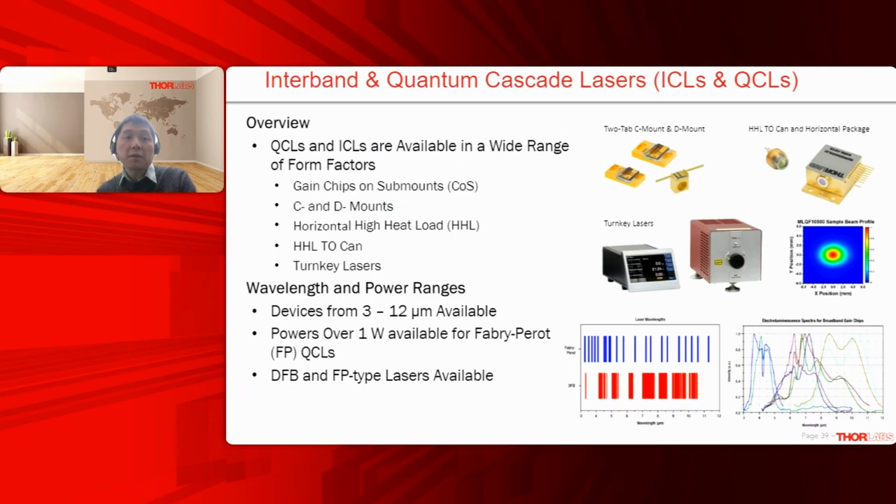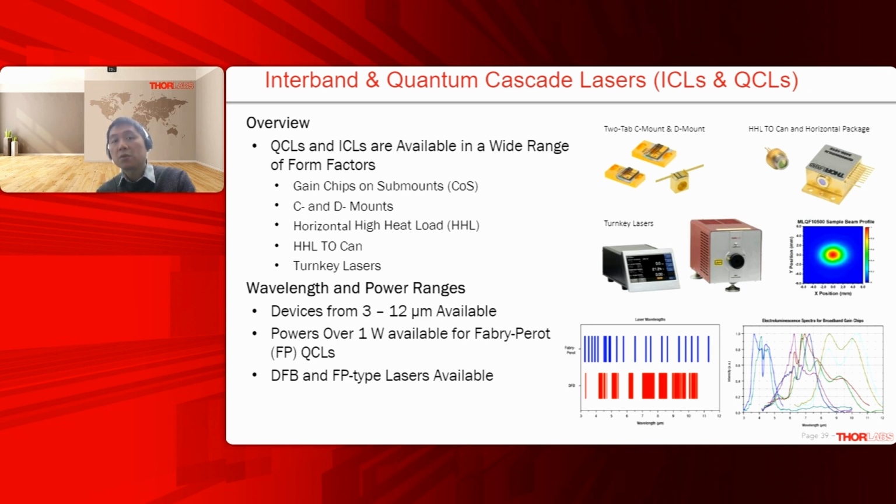So with a quick overview, we offer both QCL and ICL in a wide range of form factors: chips on submount, C-mount, D-mount, HHL package, TO cans, and turnkey lasers. The power level exceeds 1 watt for some 5-Pro QCLs, and the wavelength spans from 3 to 12 micron.